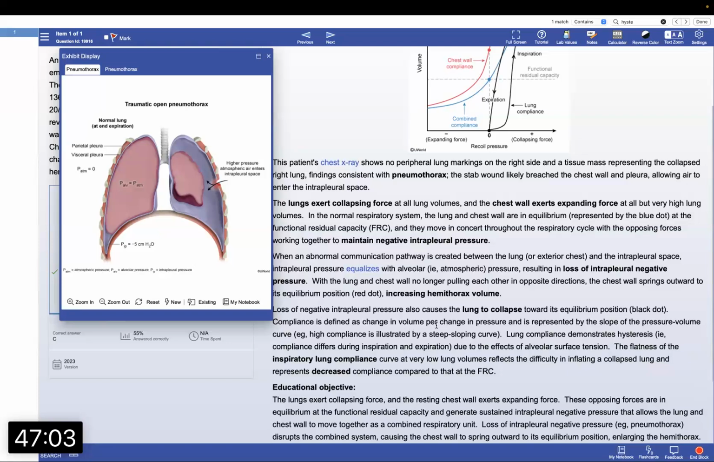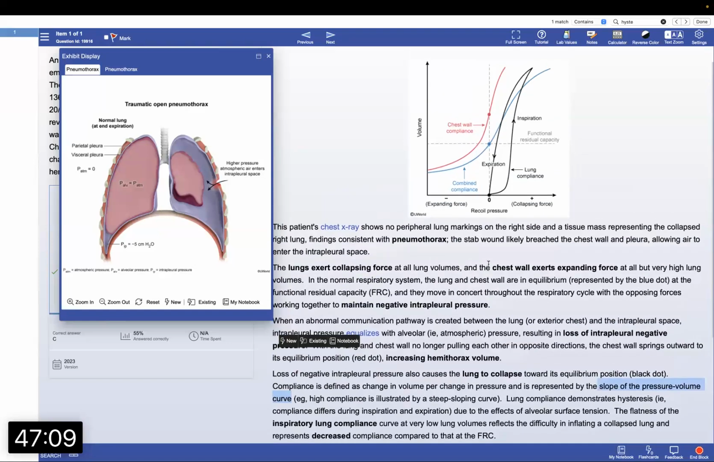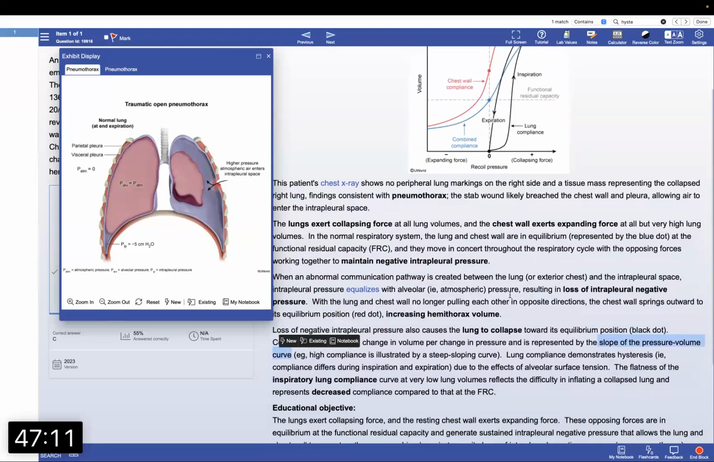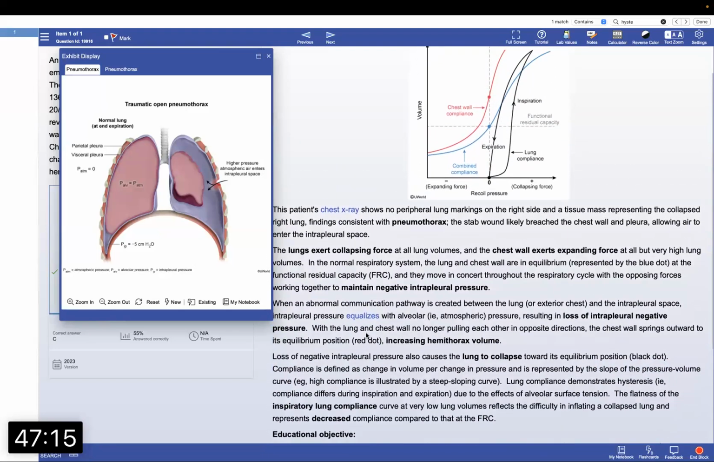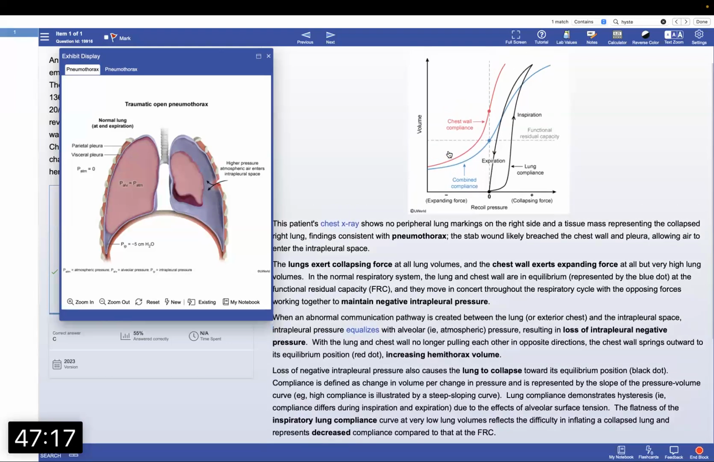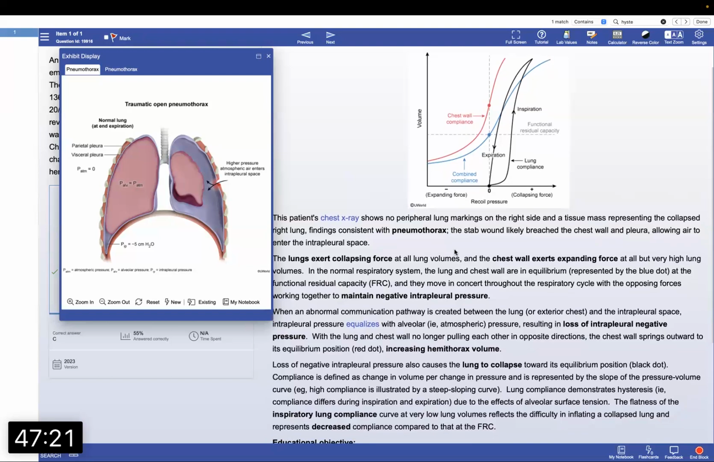So compliance is defined as change in volume per change in pressure and represented by the slope of the pressure volume curve. Slope of the pressure volume curve is compliance. High compliance is illustrated by a steep sloping curve. Yeah, if it is just the compliance, then it's a steep sloping curve.